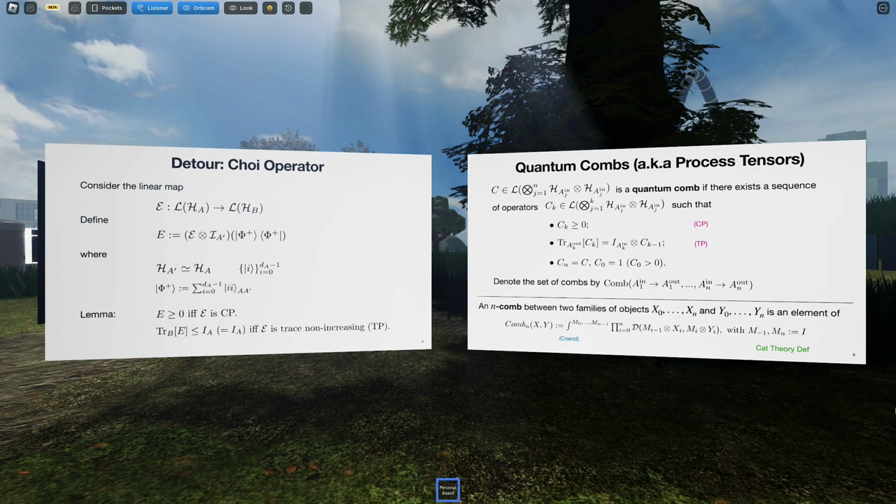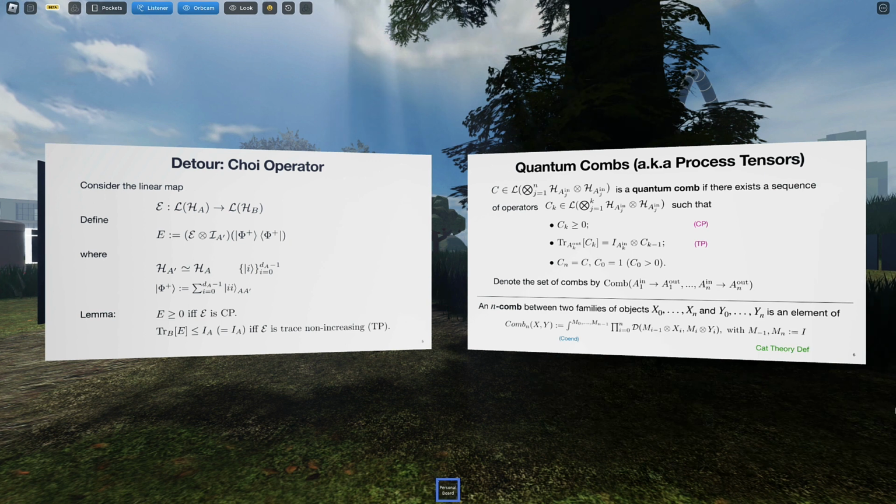So we end up with a state on HA, a linear operator on HA tensor HB. There are various ways of writing this Choi operator with slightly different properties. Some are basis dependent, some are basis independent, but I'm pushing those considerations aside for this talk.